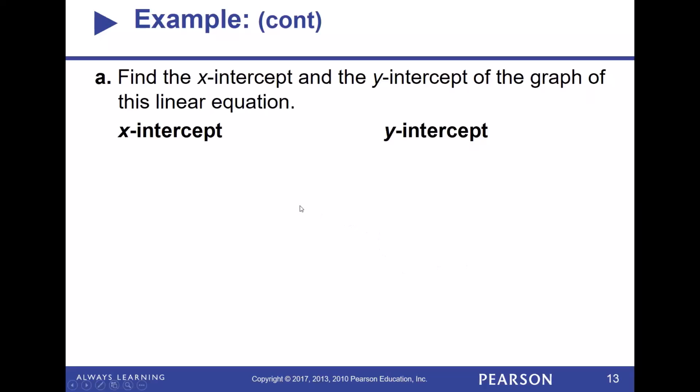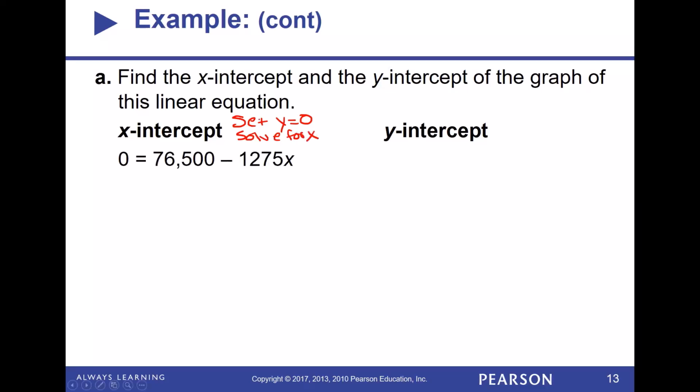So remember the rules of the road. Write them down if you need to, until you have them memorized. Everything I'm writing here in red is basically what I need to remind myself what to do. So x-intercept means I'm going to set y equal to 0 and solve for x.